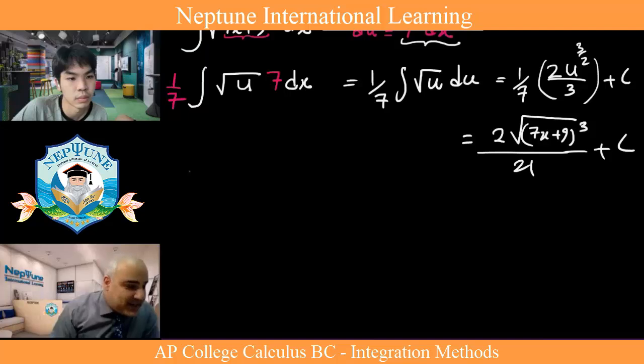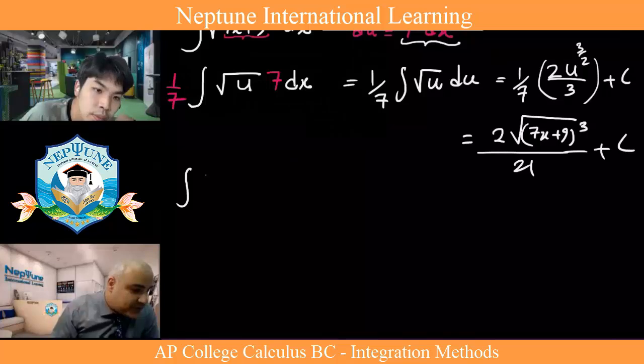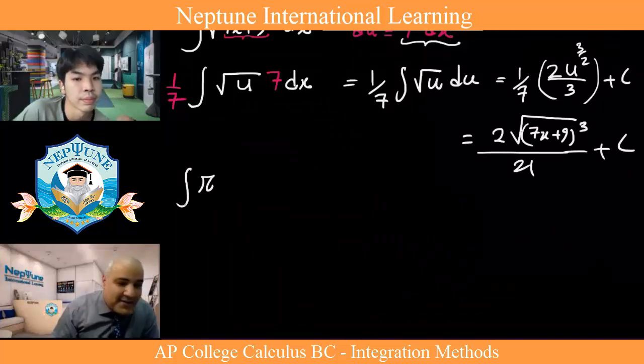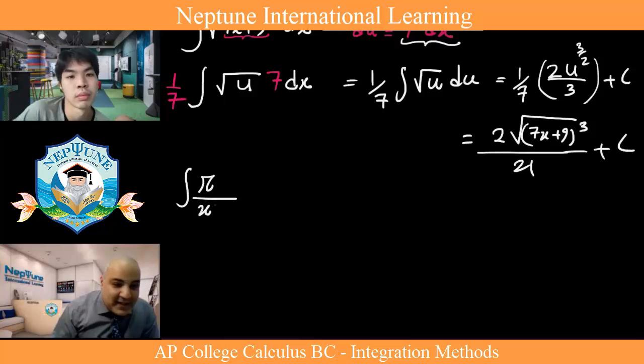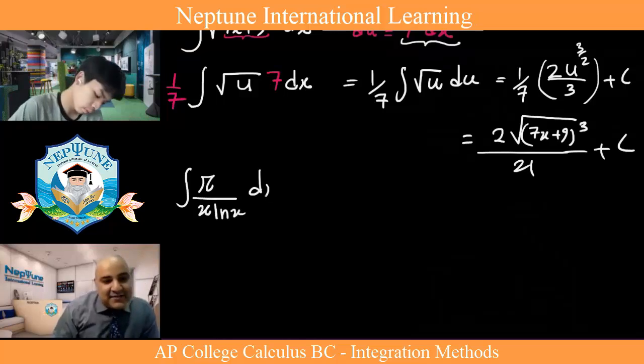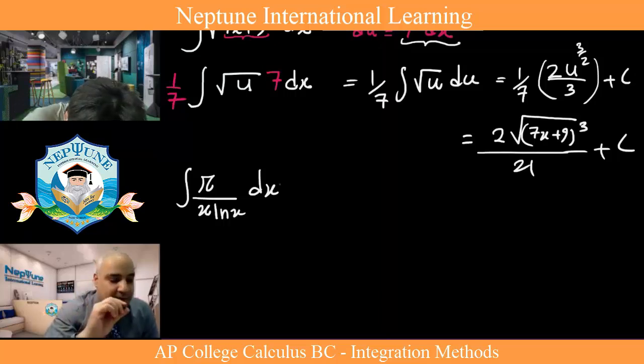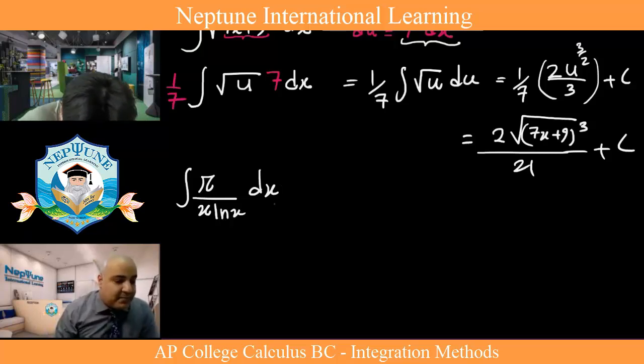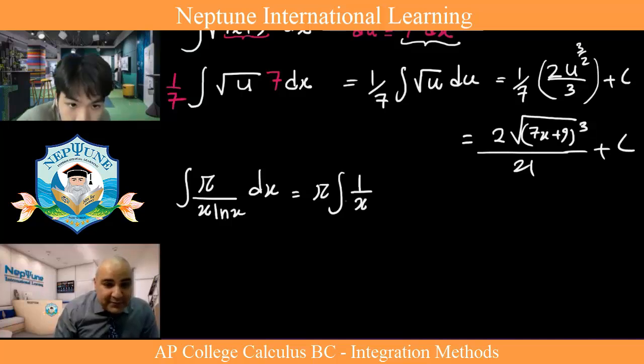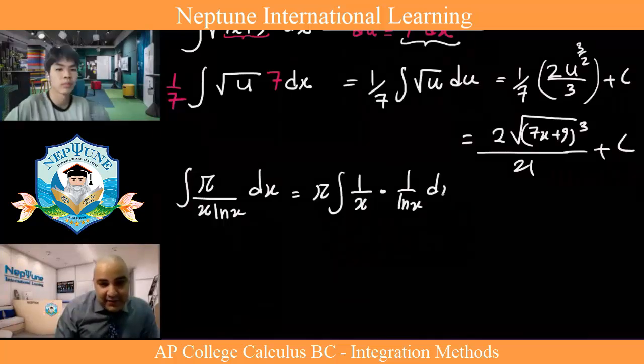Next example is, for some reason, pi over x, then ln x dx. Oh, pi. Wait, but pi is a constant. Yeah, pi is a constant. You can just bring it out. So you can just write pi, and then you can break this one into 1 over x times 1 over ln x dx. You see what I did?